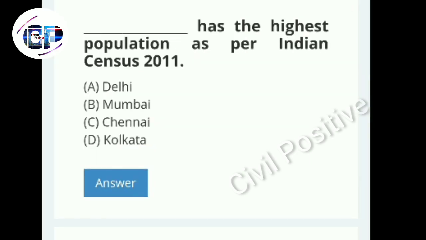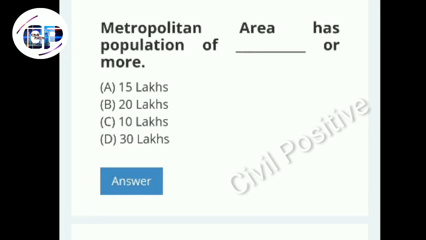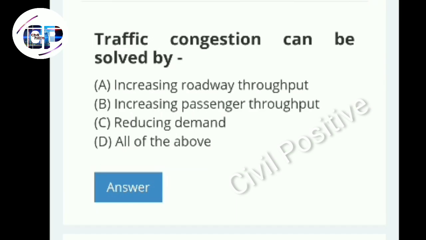Dash has the highest population as per Indian Census 2011: Delhi, Mumbai, Chennai, Kolkata. Answer B, Mumbai. Mega cities are the cities having a population of more than dash: 10 million, 20 million, 5 million, 15 million. Answer A, 10 million. Metropolitan area has a population of dash or more: 15 lakhs, 20 lakhs, 10 lakhs, 30 lakhs. Answer C, 10 lakhs.